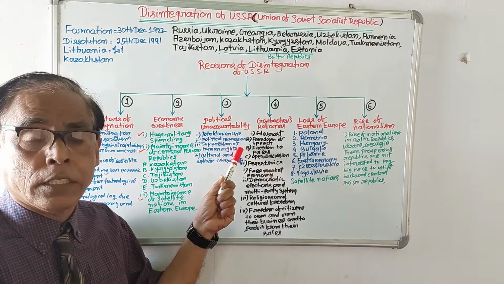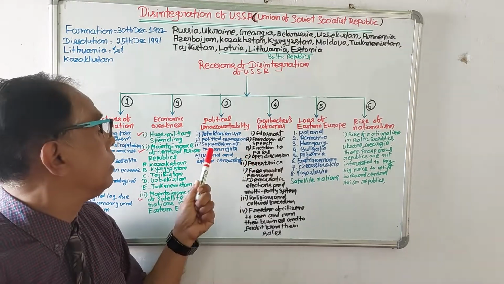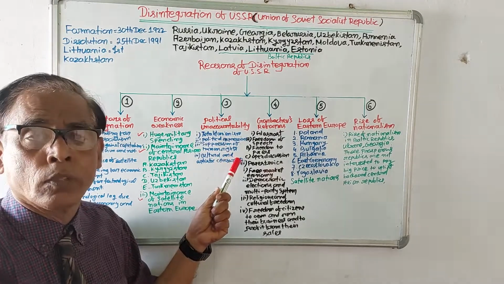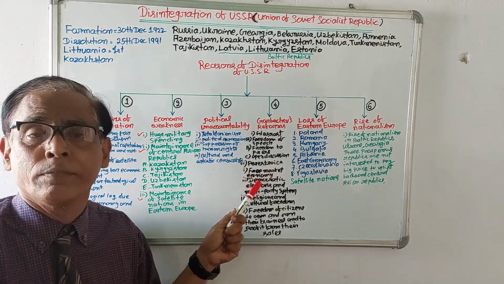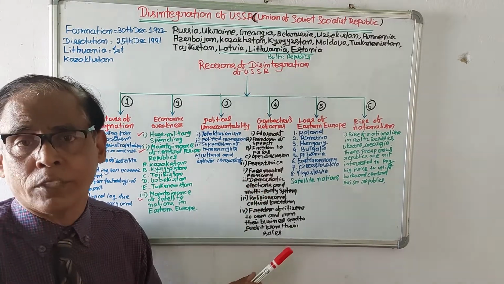Then political repression. Political opponents were suppressed. Number 3, suppression of human rights. People were deprived of human rights. They were not allowed to speak. Mass media were not given freedoms.